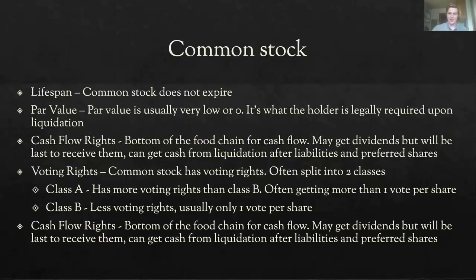Common stock has voting rights, and it's often split into 2 classes. Class A has more voting rights than B, so sometimes they'll get like 15 votes per one stock that they own, while Class B has fewer voting rights, usually just a 1-to-1 ratio. Voting doesn't really matter for the average investor because you're never going to hold enough stock in a company to really sway it. Voting rights matter more to large institutional investors that can control a fair amount of the company.